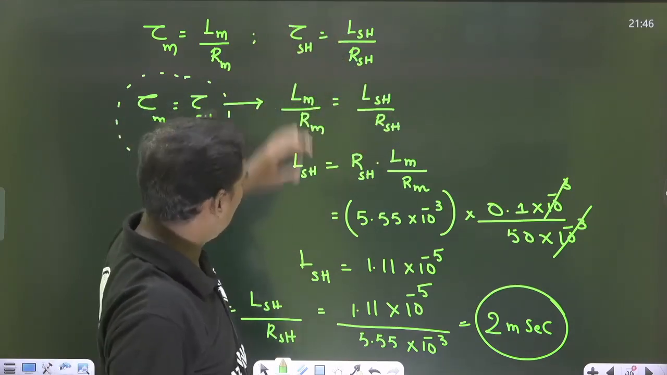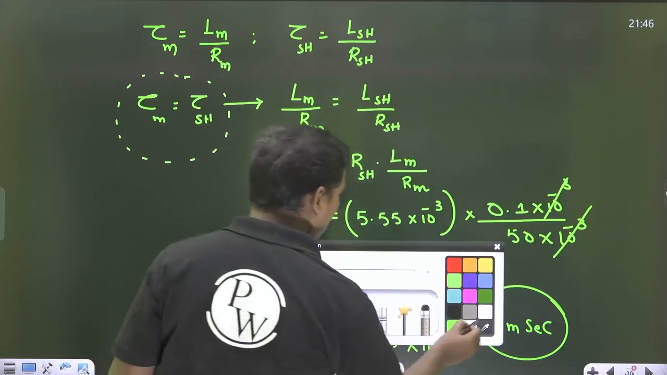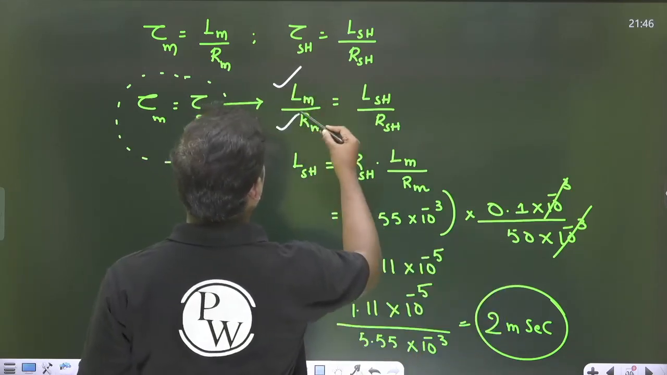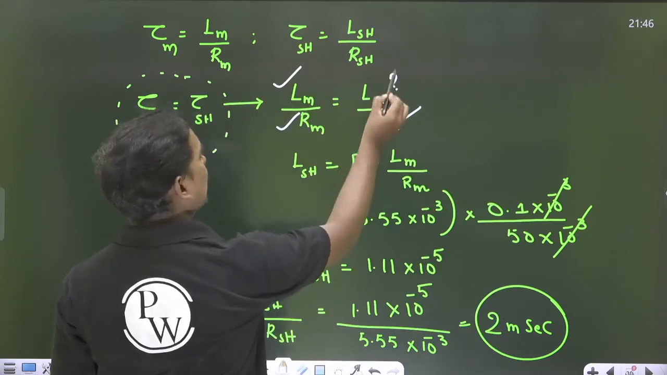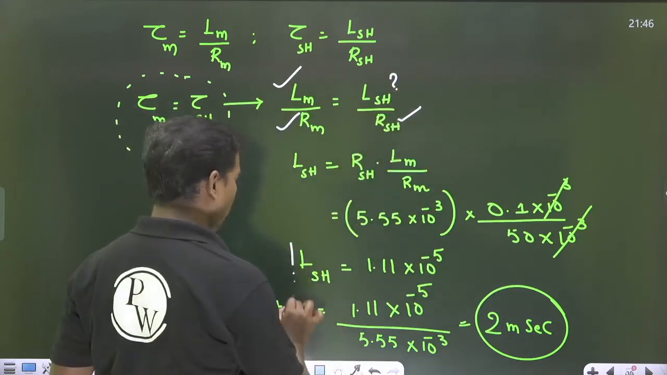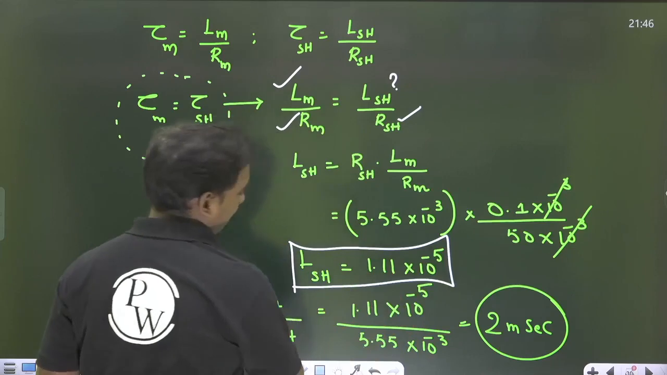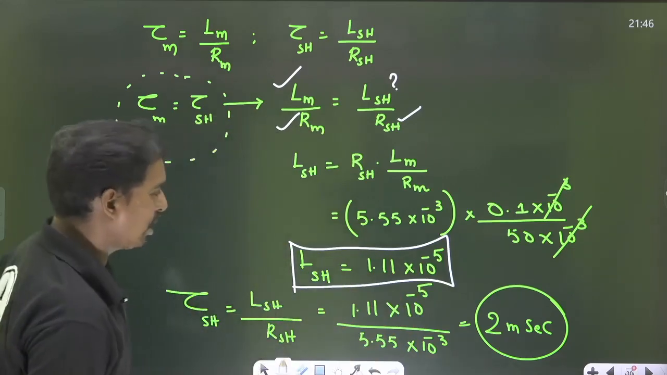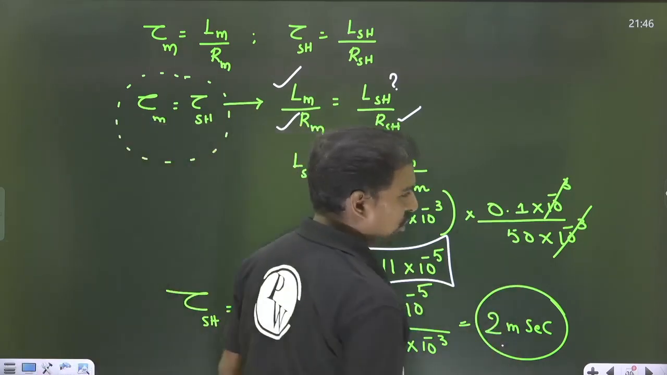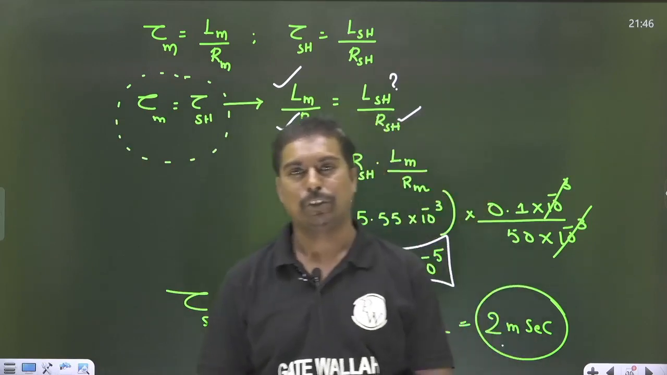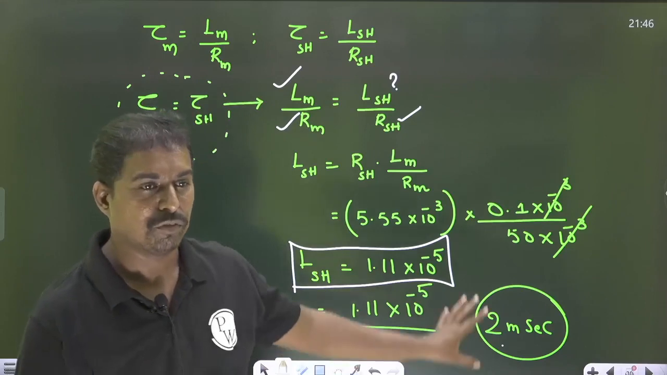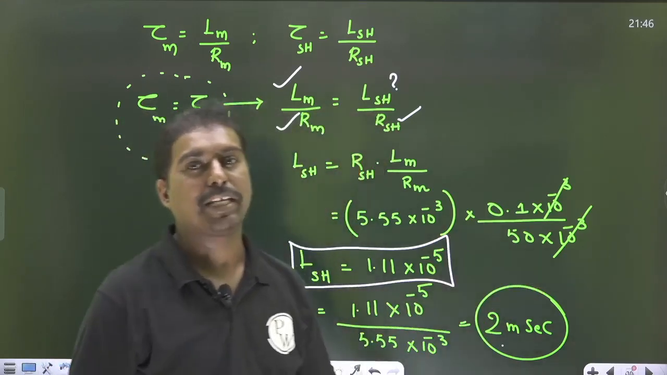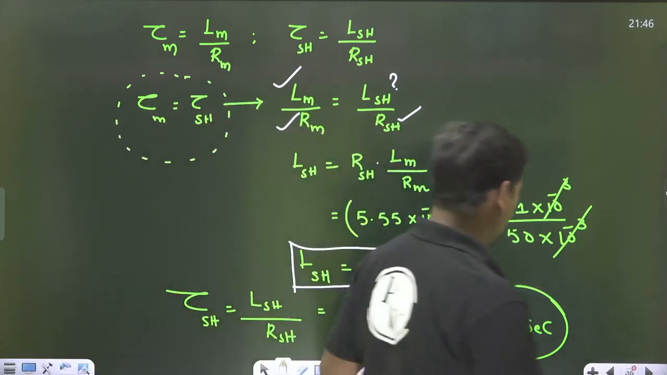Everything is known. Lm is known to you, Rm is known to you, RSH you got it. So you can find out the LSH. Once you got the LSH, once you got already the RSH, LSH by RSH will give you the time constant of the shunt component. Very, very good. Okay, got it? This is a beautiful question. The range extension. Be careful. Let us go for the next question.